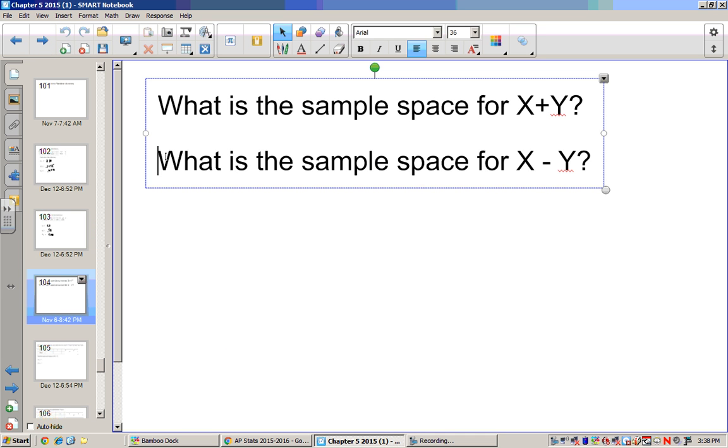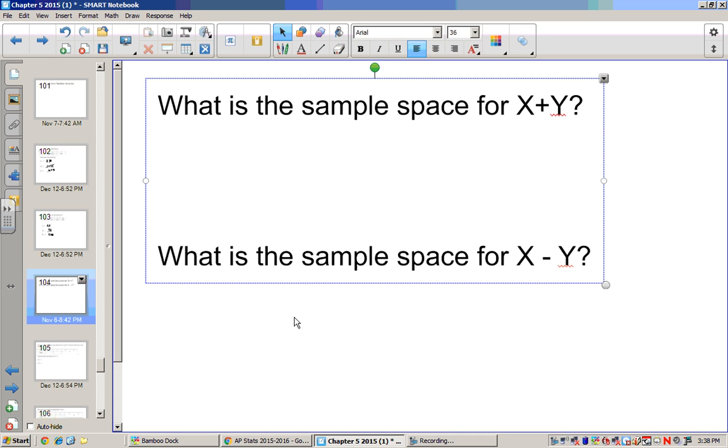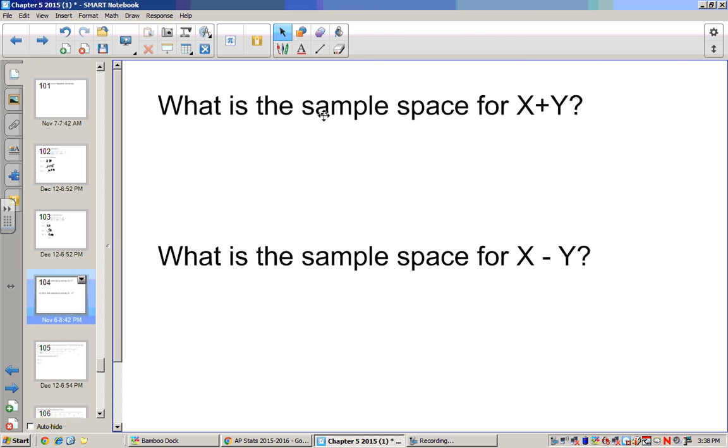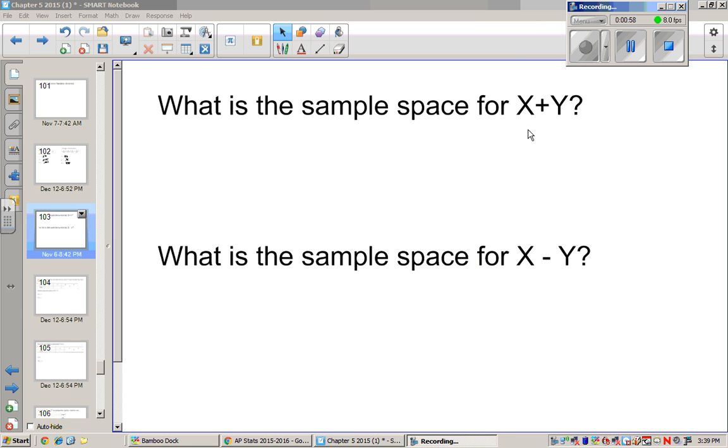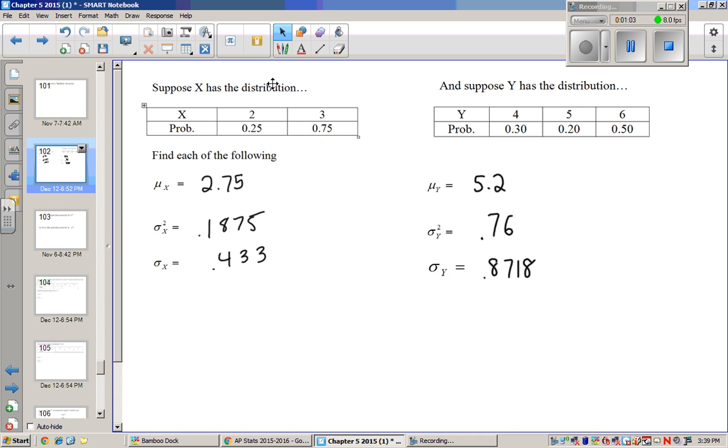Now this is a little bit different than what we've done in the last couple of videos. First off, we're going to add x and y. This is different than what we were doing before when we did 2 times or 3 times. Now when I want to find x plus y, if I take a random variable here and add a random variable over here, what are the possible solutions? I could take 2 plus 4 and get 6.